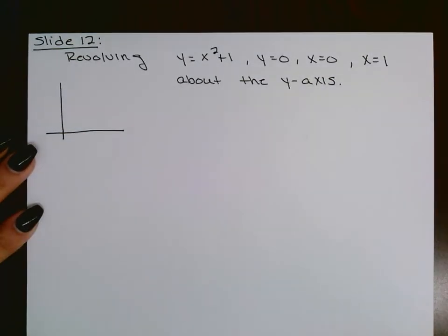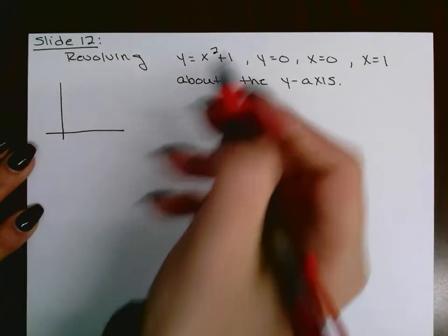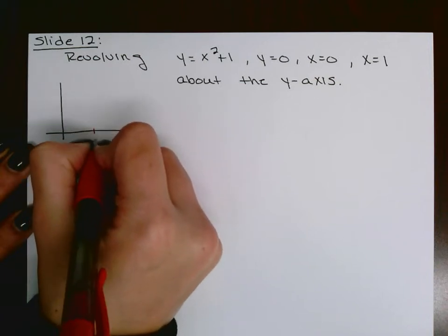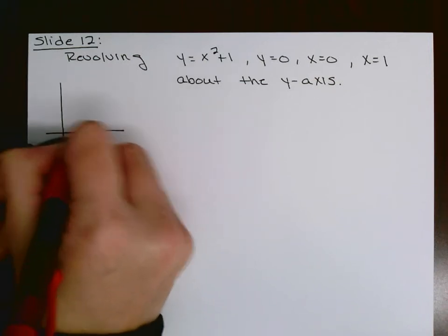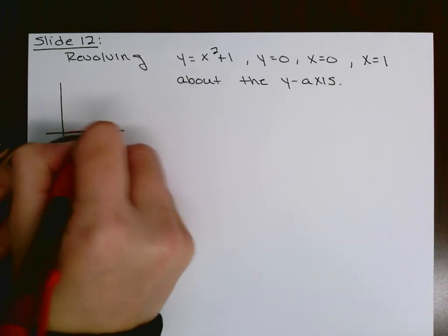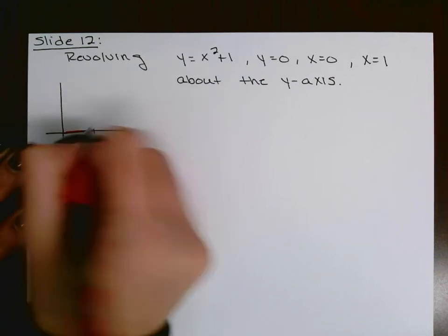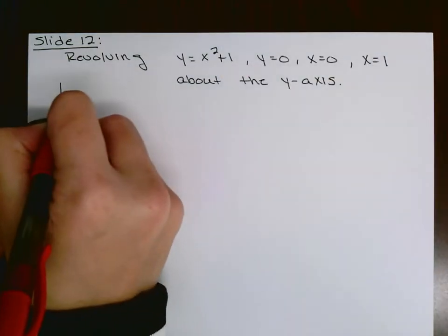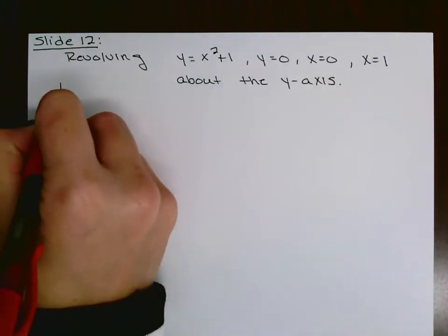Okay, so let me see if I draw these in a different color. So it says y equals 0, x equals 0, and x equals 1. So let's say x equals 1 is here. We have x and y equals 0, which is just the actual axis. And then it says x squared plus 1. I know x squared plus 1 is a parabola that moved up 1.